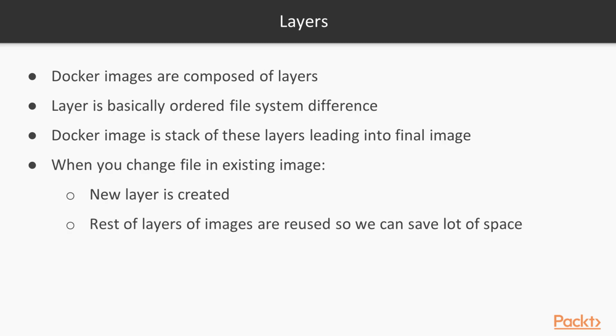Docker images are composed of layers. A layer is basically an ordered file system difference. A Docker image is a stack of these layers leading into the final image. When you change a file in an existing image, a new layer is created, but the rest of the layers of the images are reused so we can save a lot of space.